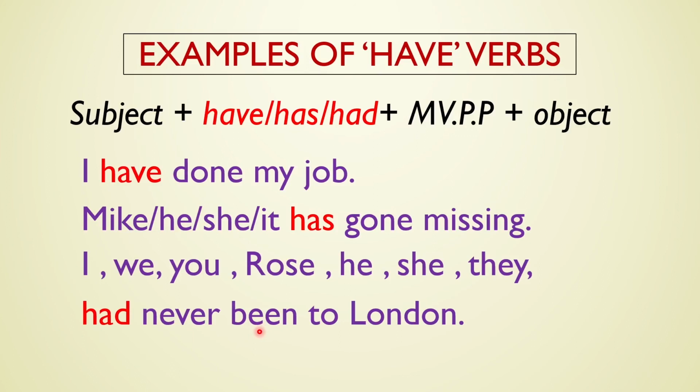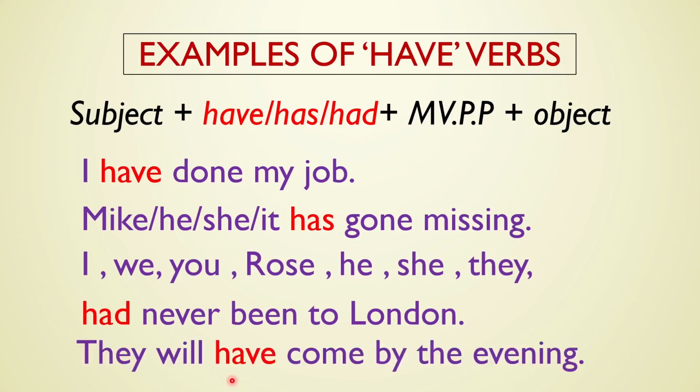So the sentence can become, I had never been to London, or we had never been to London, or you had never been to London, Rose had never been to London, he had never been to London, she had never been to London, or they had never been to London. So with had, you can use any kind of pronoun or subject.